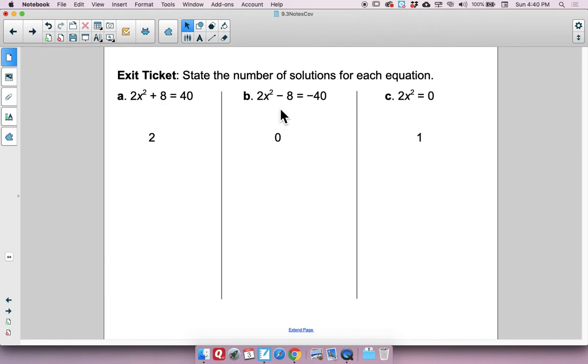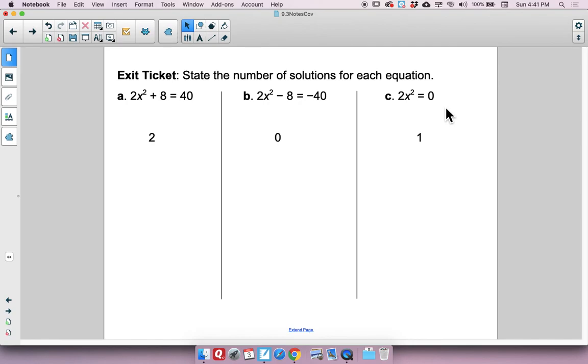On this one, we would add 8. So we'd have 2x squared equals negative 32. Divide by 2, we'd have x squared equals negative 16. Can you take the square root of a negative? Nope. No solution. And here, if you divide by 2, you get x squared equals 0. What's the square root of 0? Just 0. That's the end of it.